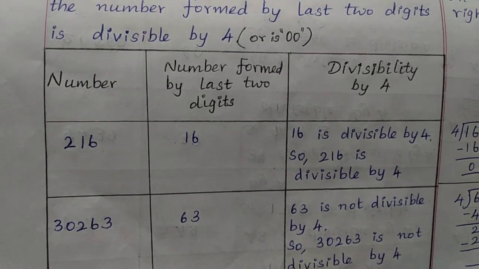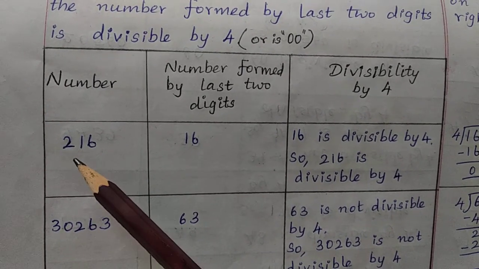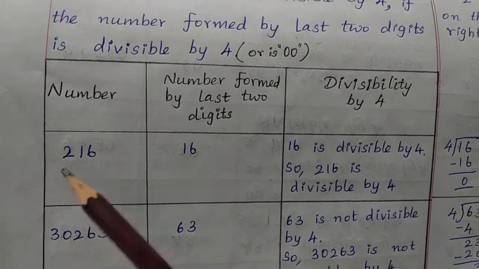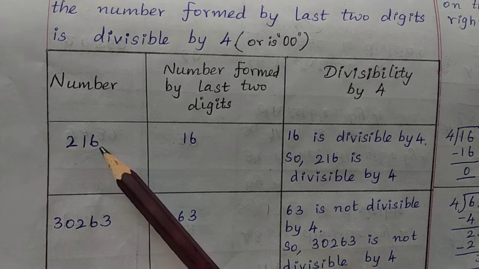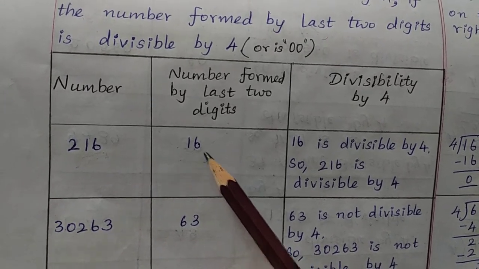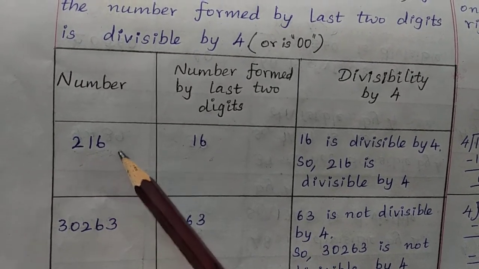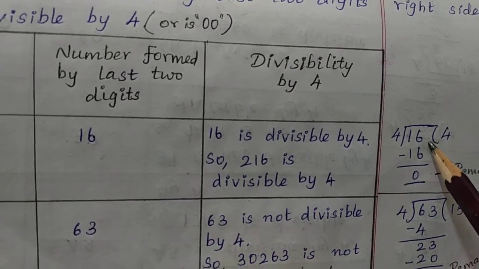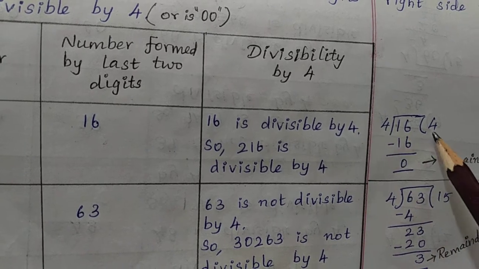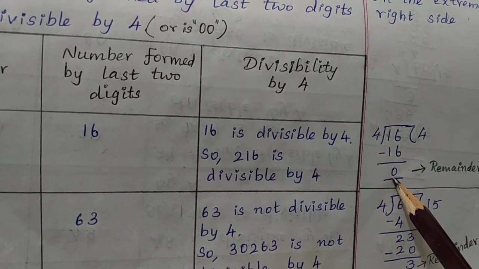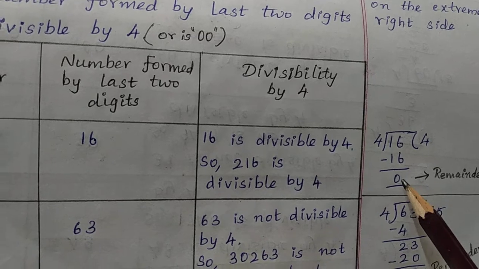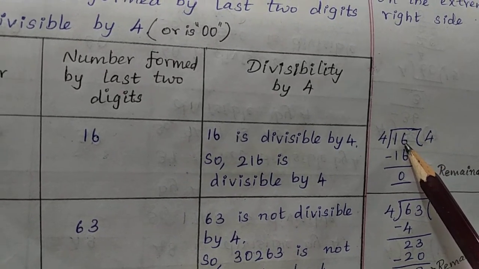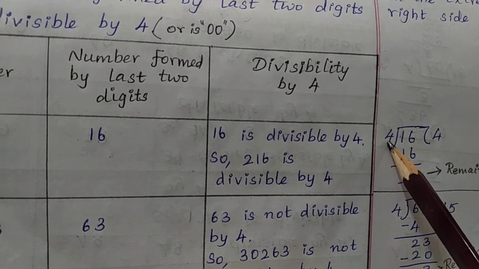Let us see some examples. Consider the number 216. The number formed by the last two digits of 216 is 16. Instead of dividing 216, it is enough to divide 16 by 4. While dividing 16 by 4, 4 times 4 we get 16 and we get remainder 0. Since we got remainder as 0, we can say that 16 is divisible by 4.